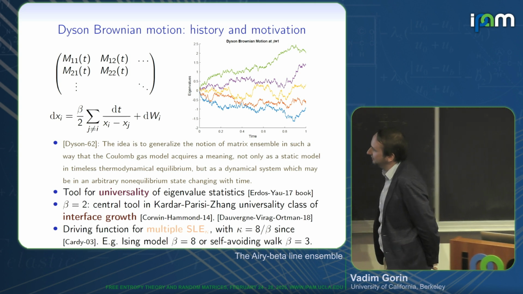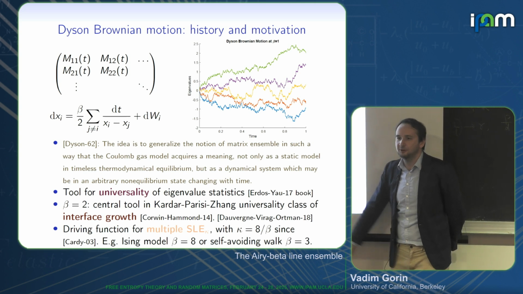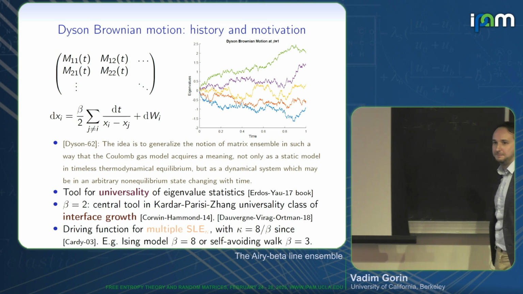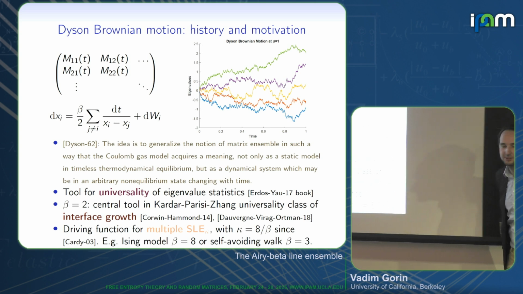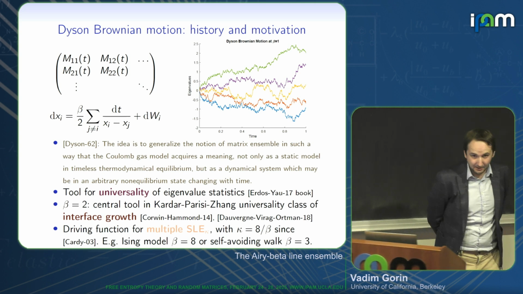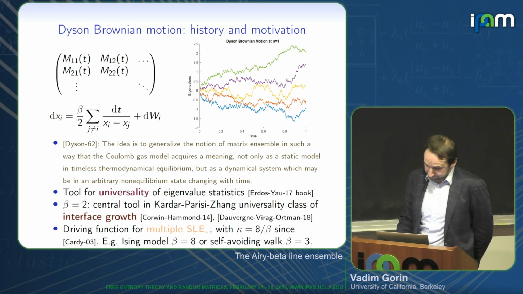And what's interesting here is that in this way, in statistical mechanics models, values of beta which are different from the classical 1, 2, and 4 appear. For example, you can get beta equals 8 or beta equals 3, depending on what models you work with. OK, so that's the second object, this Dyson-Brownian motion.